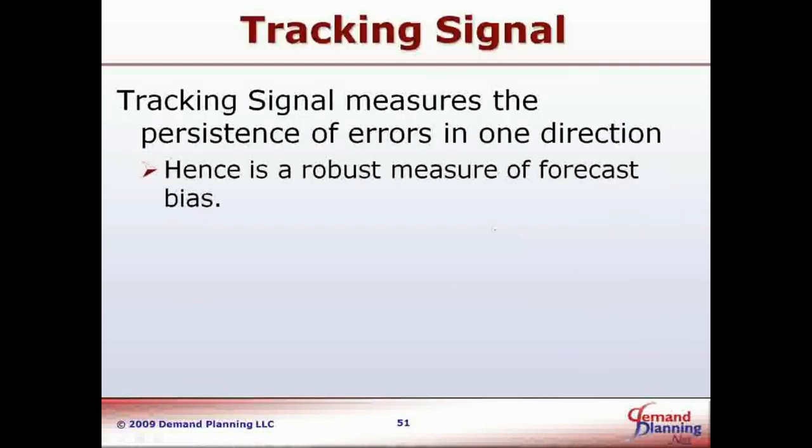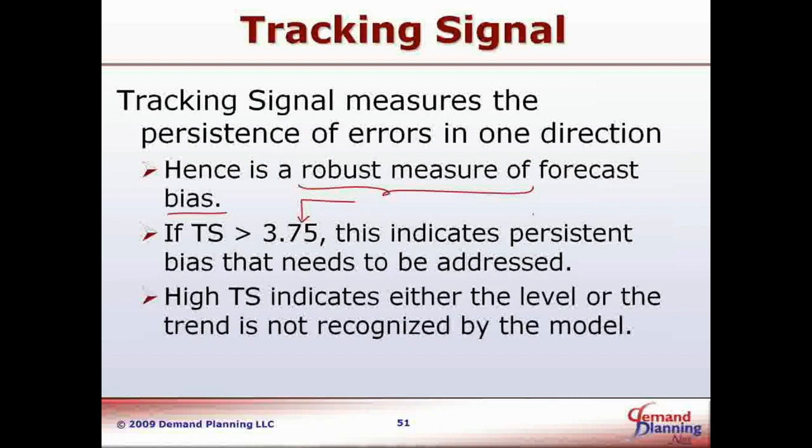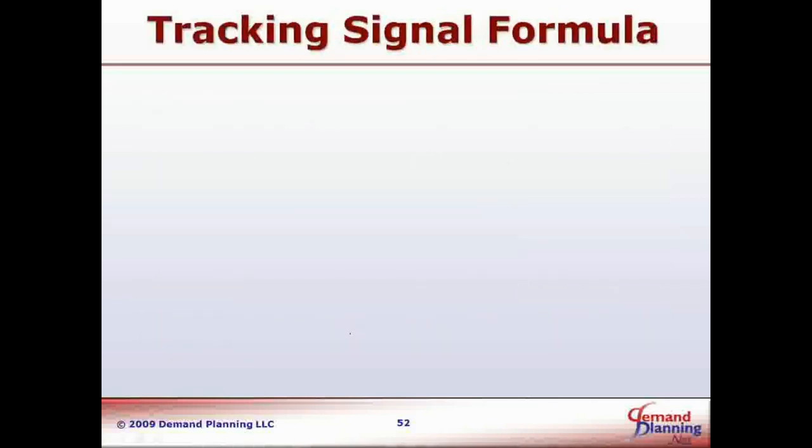Now, we'll talk about tracking signals before we talk about the forecast comparison reports, right? Tracking signal measures the persistence of errors in one direction, so it's a robust measure of forecast bias. And the threshold for tracking signal is 3.75. If the tracking signal exceeds 3.75, this indicates persistent bias that needs to be addressed. So if you have a higher TS, then the bias could have come from either level or trend that is not recognized by the model, right?